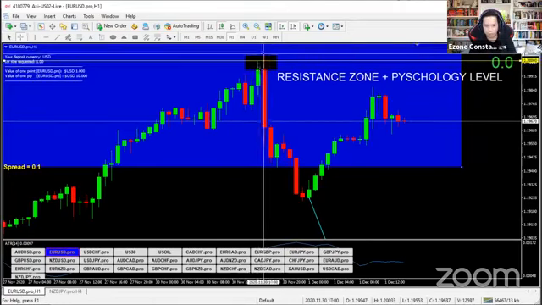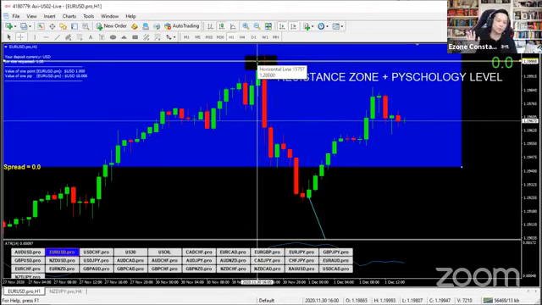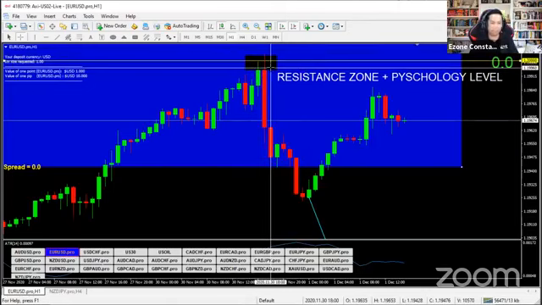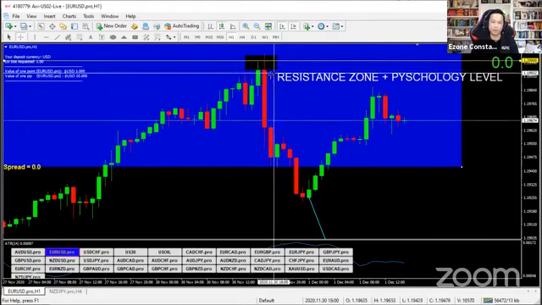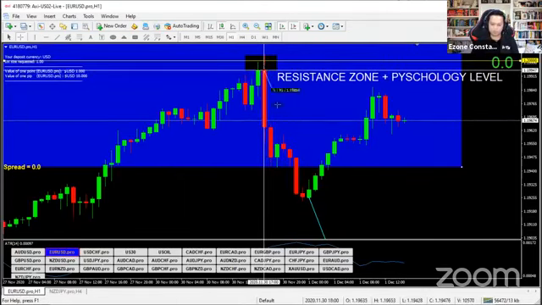Dan kebetulan dua rambut ni pun menyentuh. Okay, menyentuh di kawasan psikologi. Kepada aggressive scalper, inilah petanda you nak masuk. Okay, tengok. This area right here, how far you go down? 70 pips, guys. Almost 70 pips.